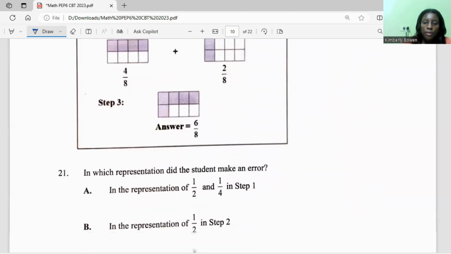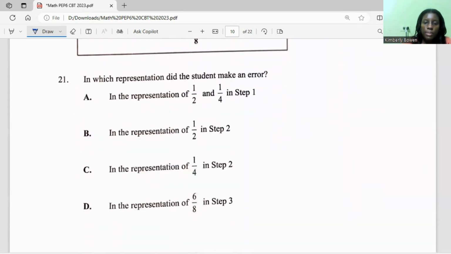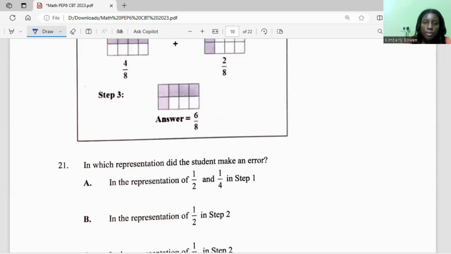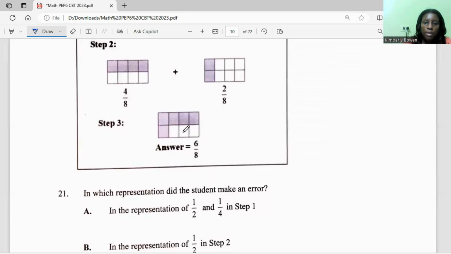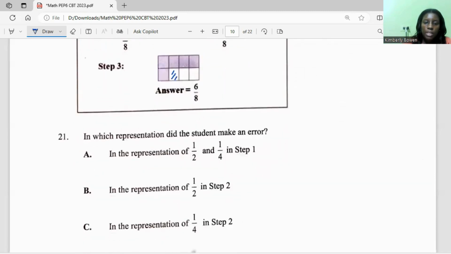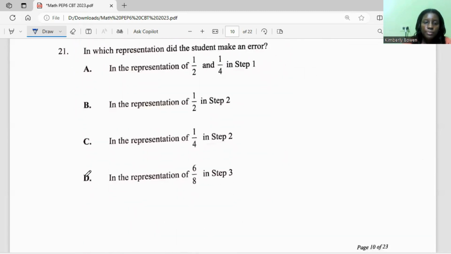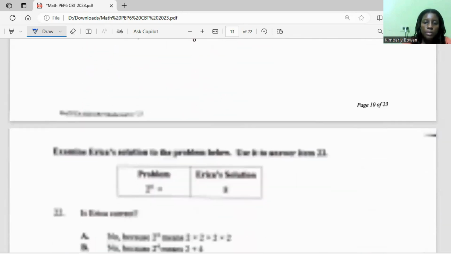Or the representation of 6/8 in step three. Okay, it's step three, because this is 1, 2, 3, 4, 5. So it needs to have this one shaded to be 6/8. So the answer is B. Let's move on to the next question.